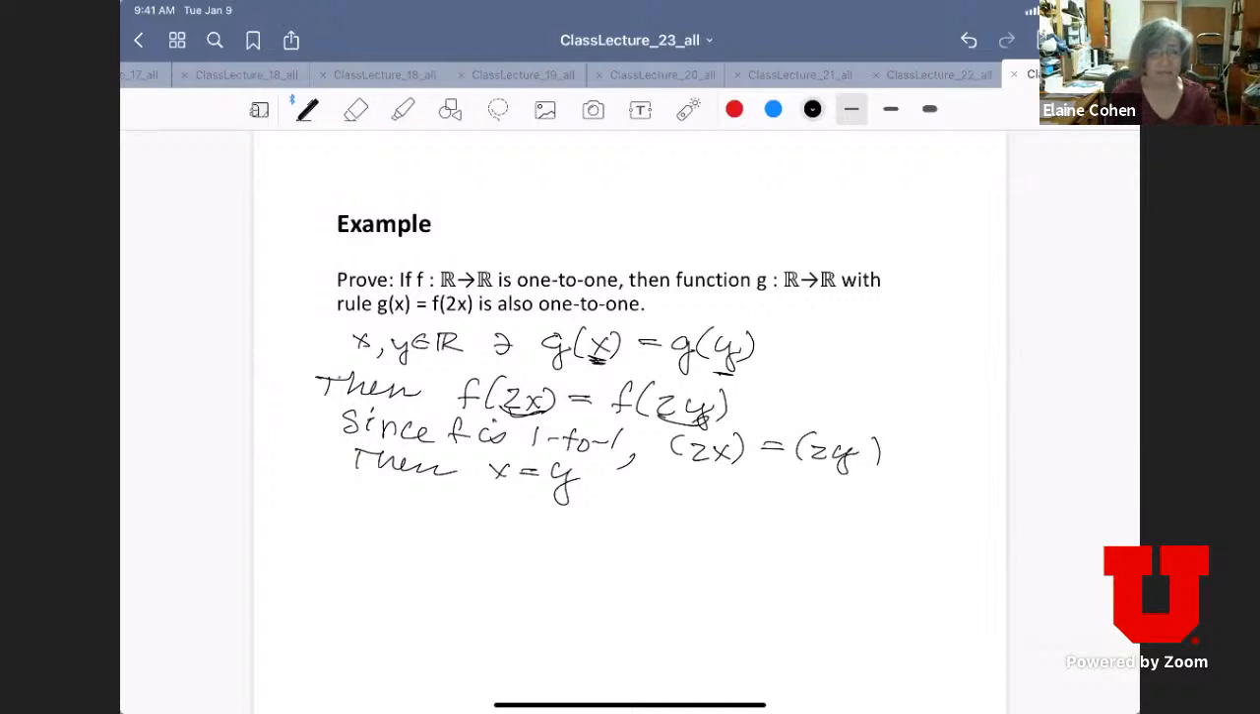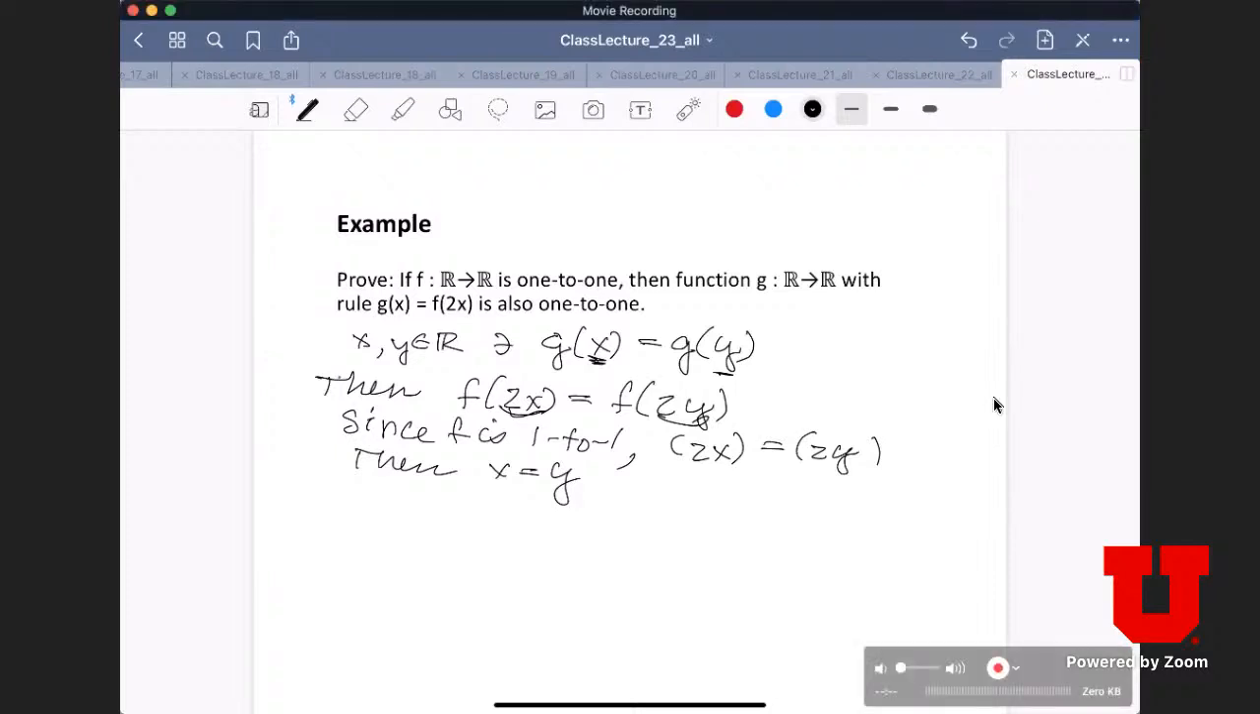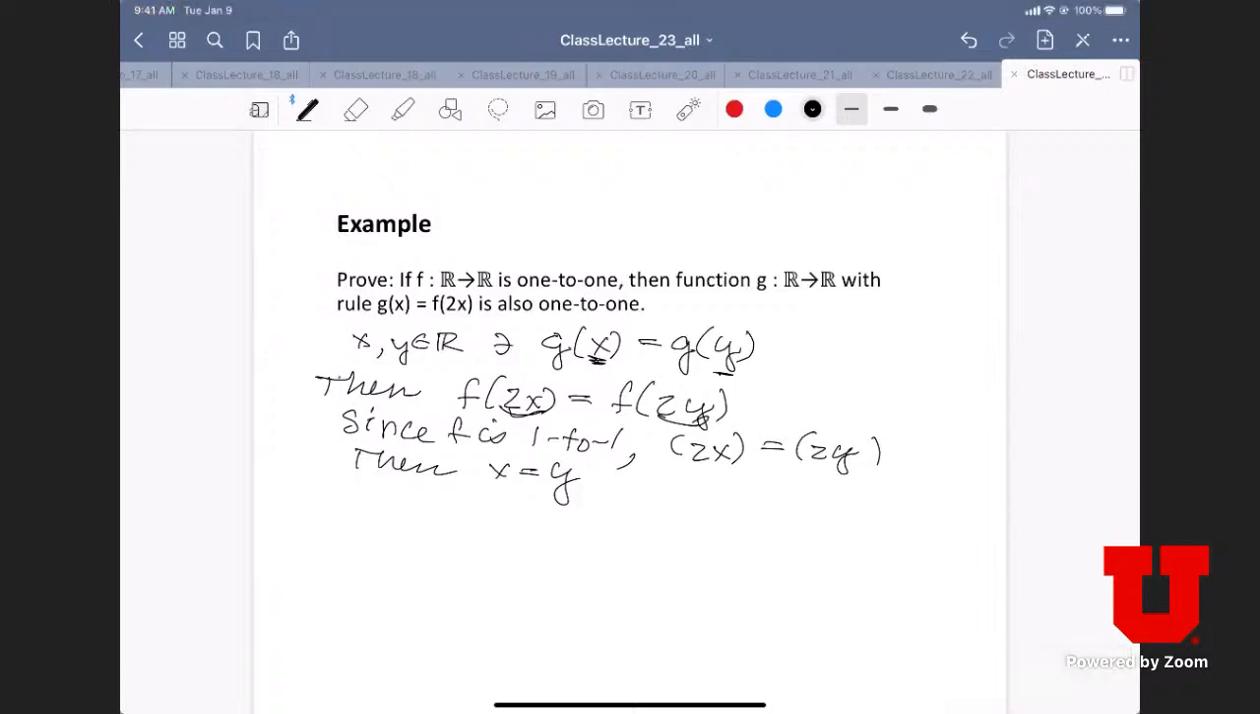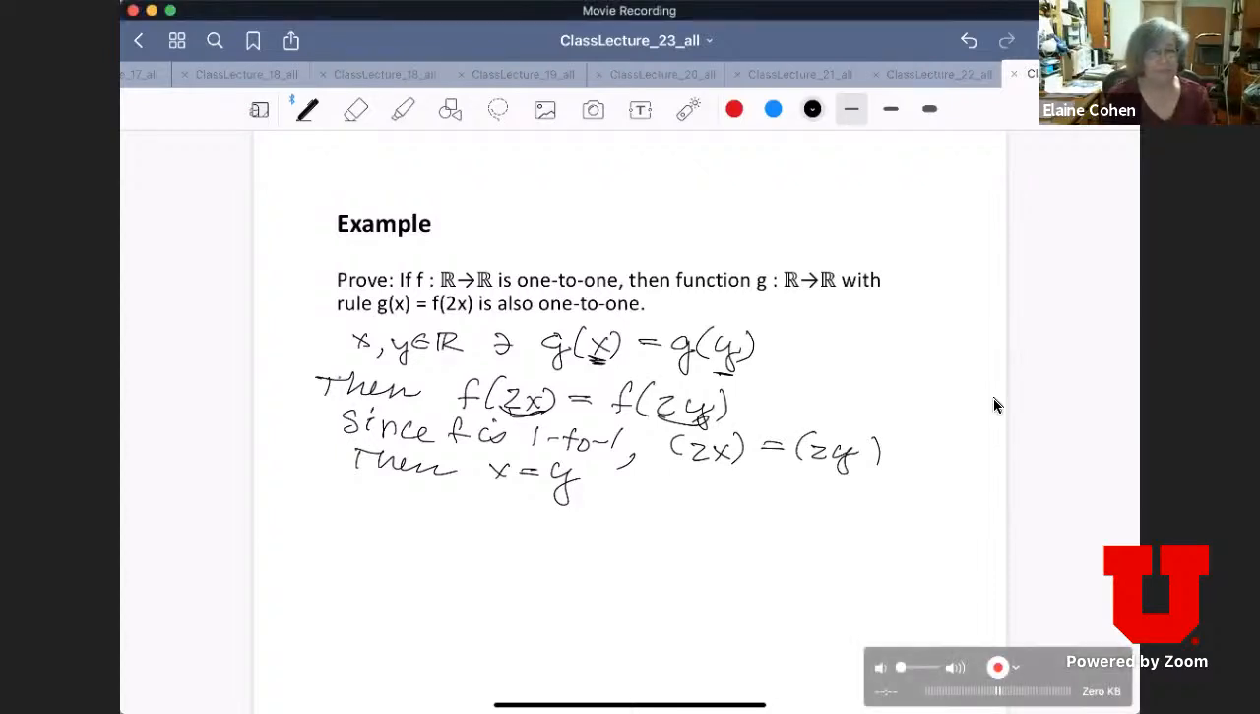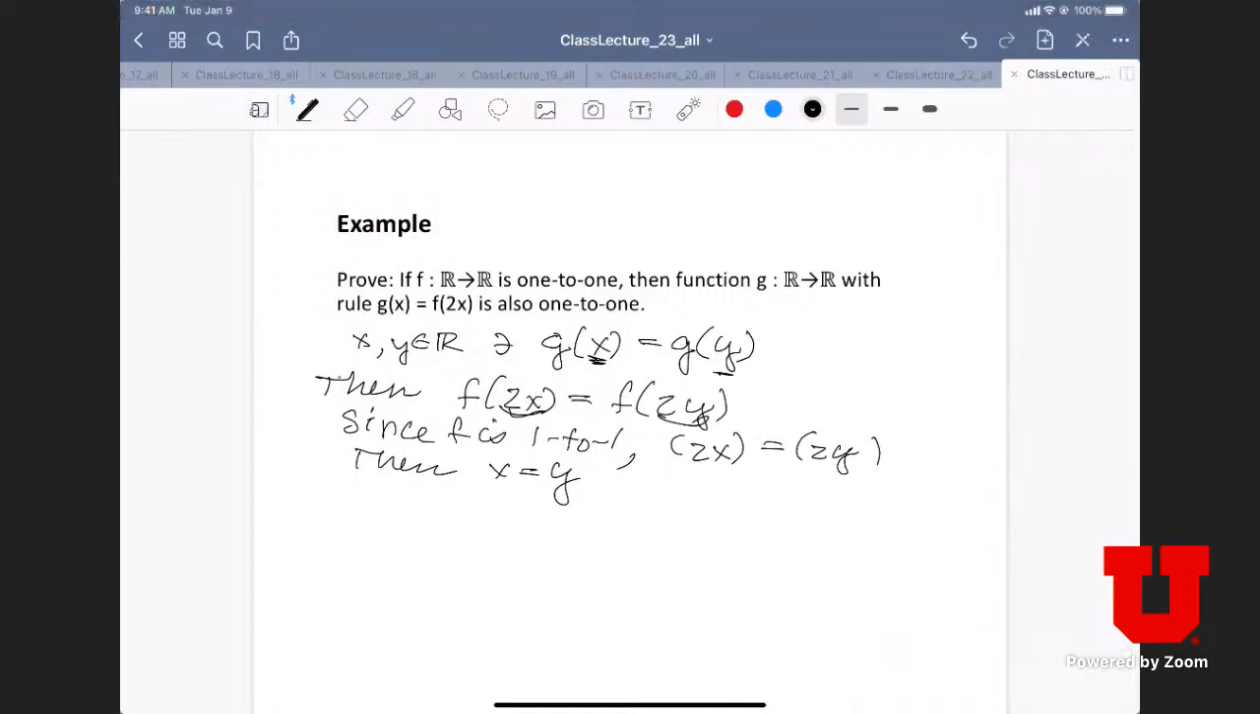Yes, Jane. So this proof technique is proving the contrapositive of the definition of one-to-one, right? Because we start with the outputs being the same, then work our way back to saying that the inputs are the same. Yes. Thank you.